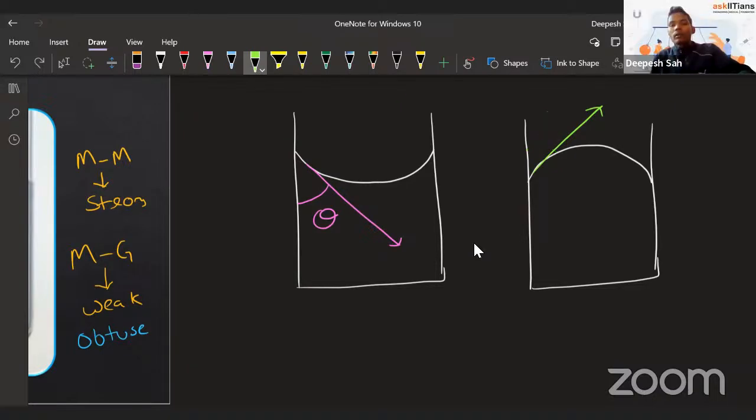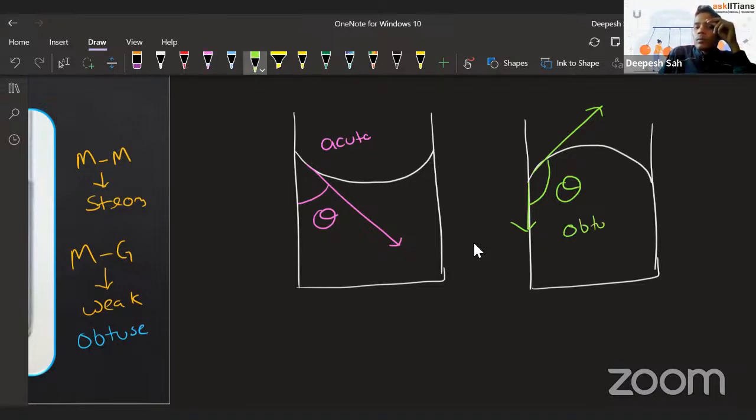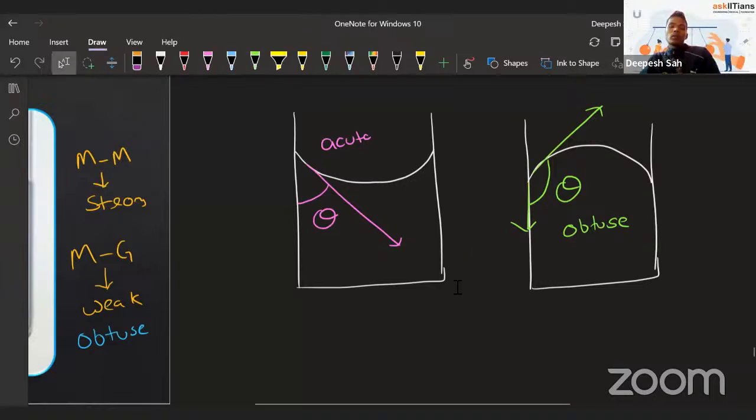Sorry, like this. So this particular angle is clearly acute in the case of water because cohesive forces are weak. And in this particular case, it is obtuse in the case of mercury because cohesive forces are strong. Okay, fine.